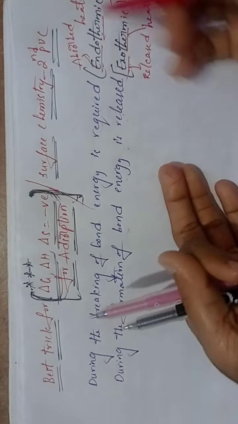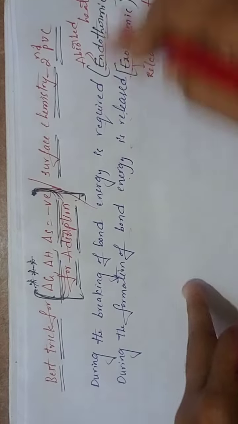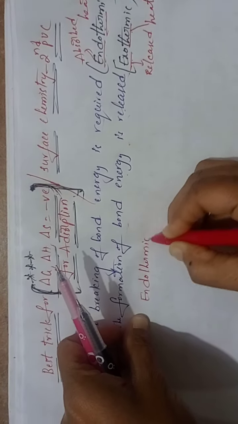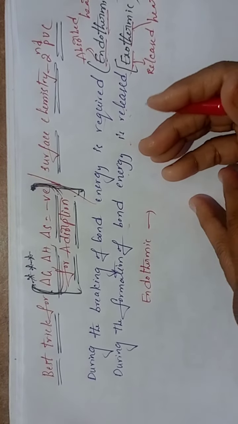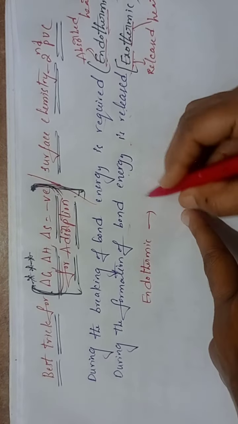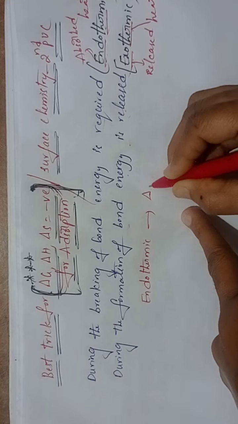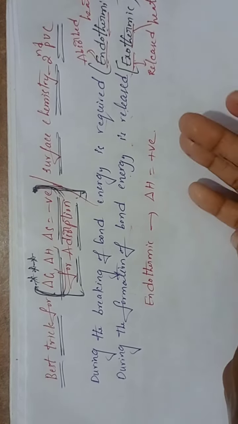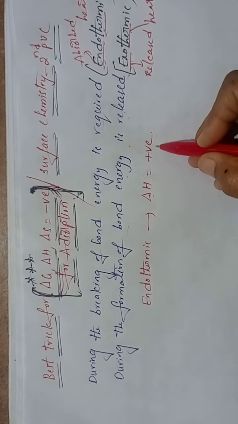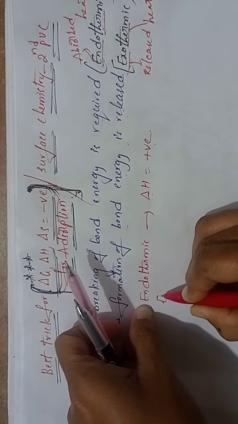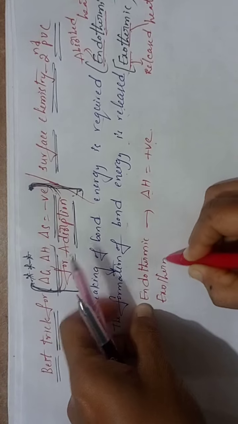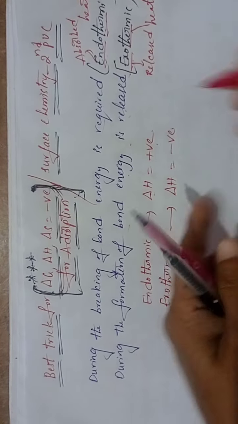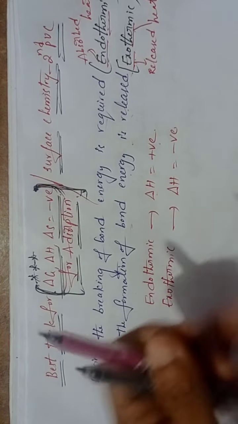Now see, if the reaction is endothermic, it means energy is absorbed. That's why delta H value is positive. If the reaction is endothermic, then delta H value is positive. If the reaction is exothermic, then delta H value is negative. Clear?